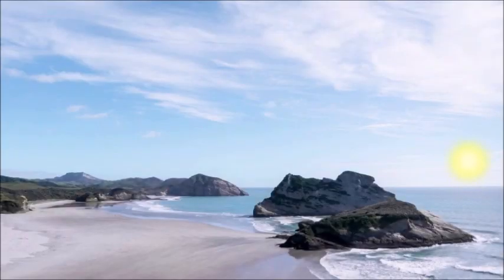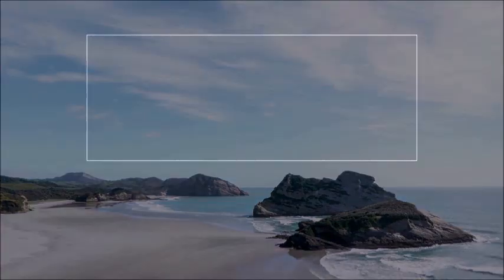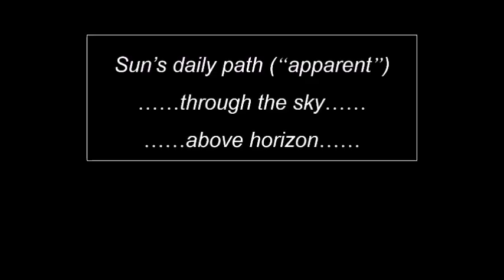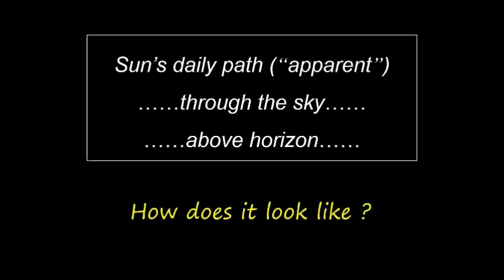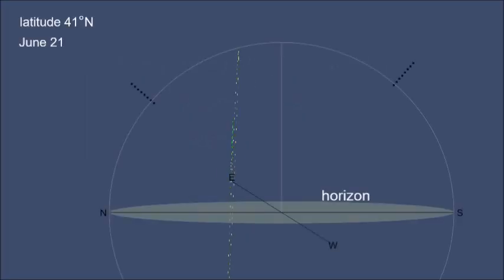Now, in this chapter of the lecture, you are going to see a series of animated illustrations of how Sun's daily journey looks like, east to west, sunrise to sunset, through the sky, above horizon, at specific latitudes, and certain times of the year or season.